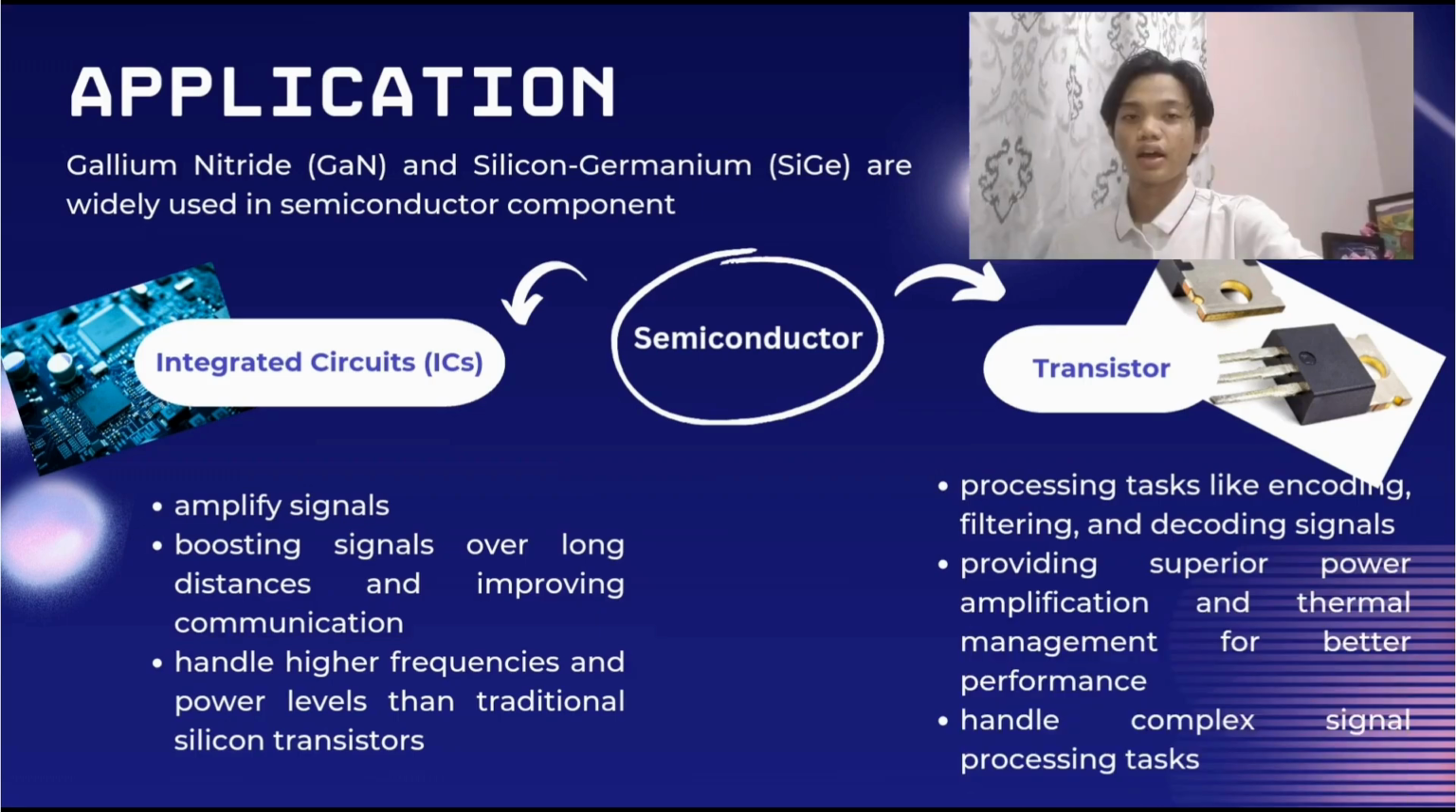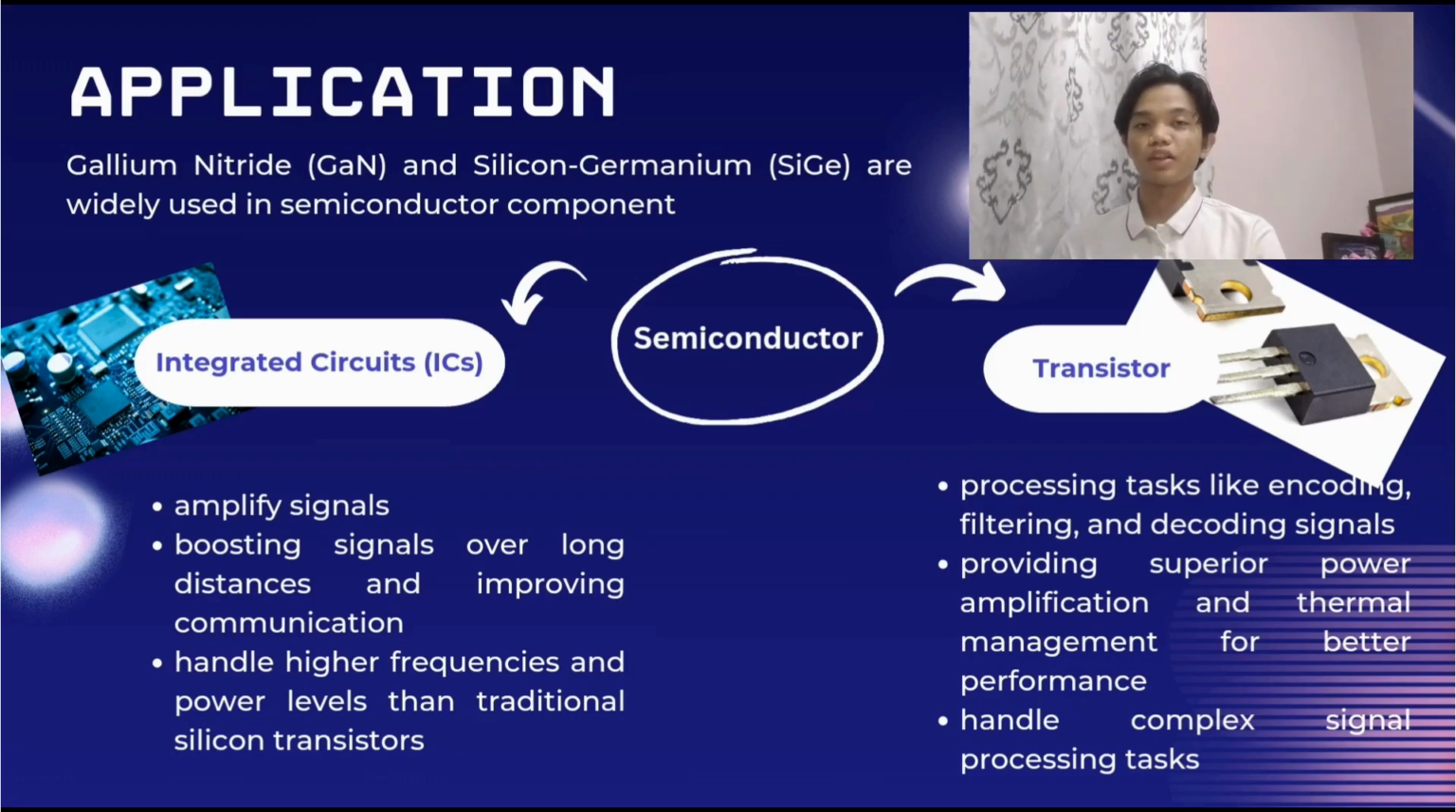Okay, next, the application of the material itself, which is gallium nitride and silicon germanide. These two materials are widely used in semiconductor components. The semiconductor industry will choose this material because of the characteristics and the advantages of this material.